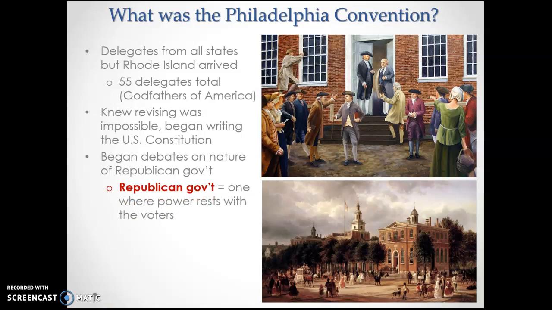A republic, right? Where we elect people to lead and speak on our behalf, and we get to make choices. And so this debate on the nature of Republican government took a long time, right? And brought a lot of strong feelings from people who held different ideas on what that nature should be.